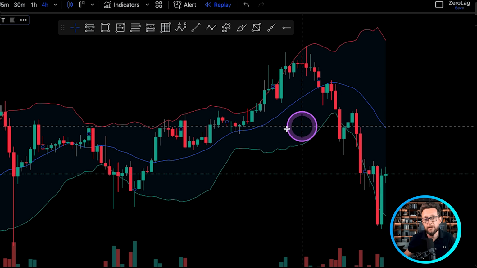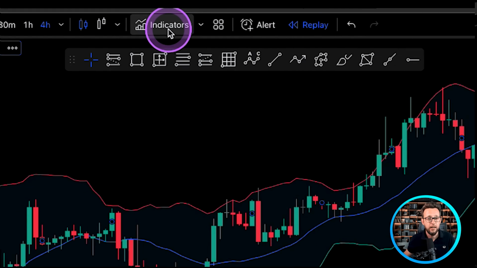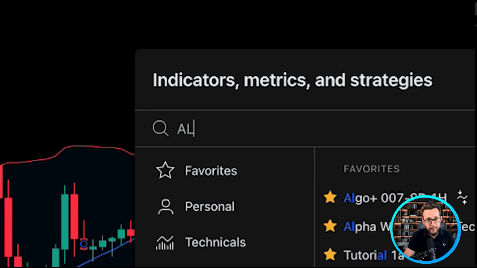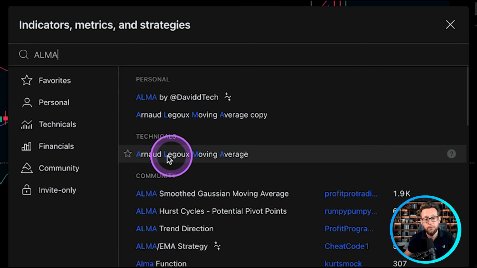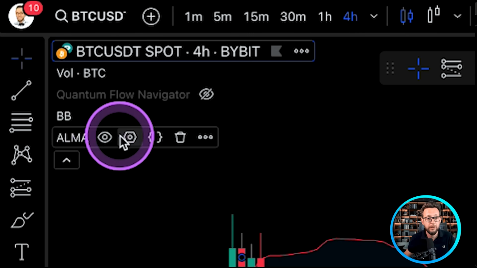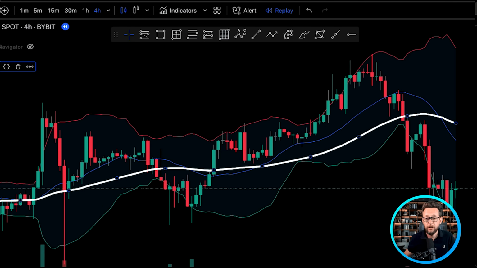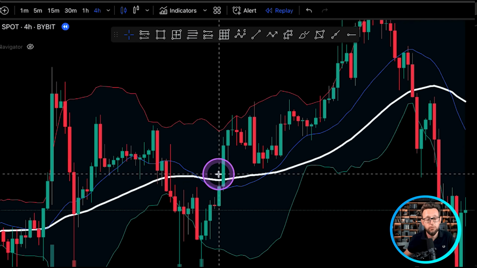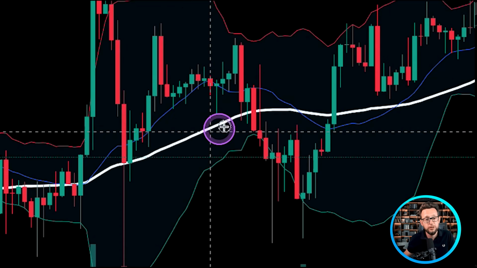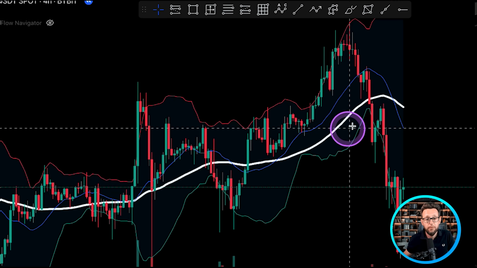Very simple, a very well known indicator and something that I've traded quite a lot recently. We also have our baseline. Now the baseline is the ALMA today. The ALMA is the Arnaud Legoux Moving Average. It's this one here. What we do is we add this to the charts and we're going to set it to a length of 100. This is going to give us our longer term direction. When the price is above this white line, the ALMA, we're looking for longs. When it breaks below it, we're looking for shorts. So this is our baseline.